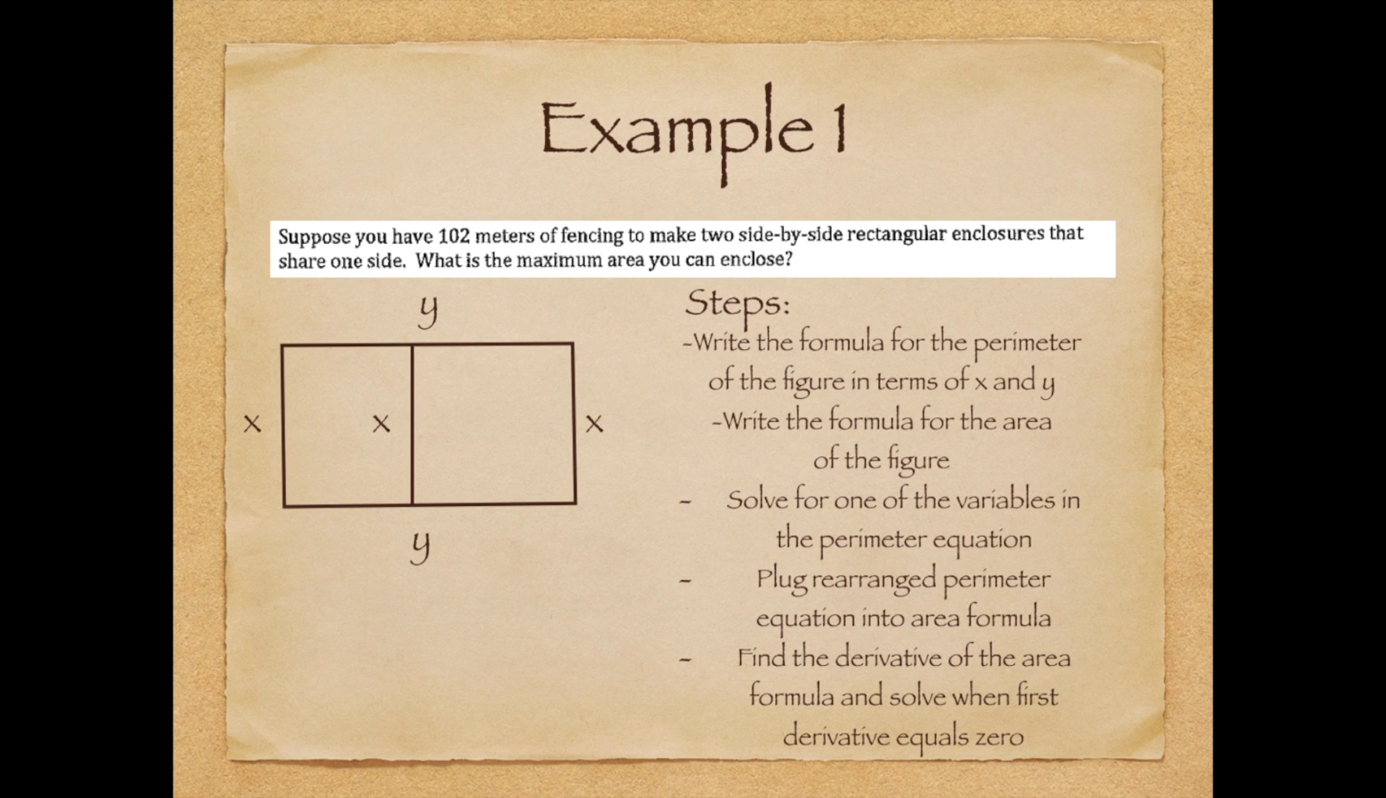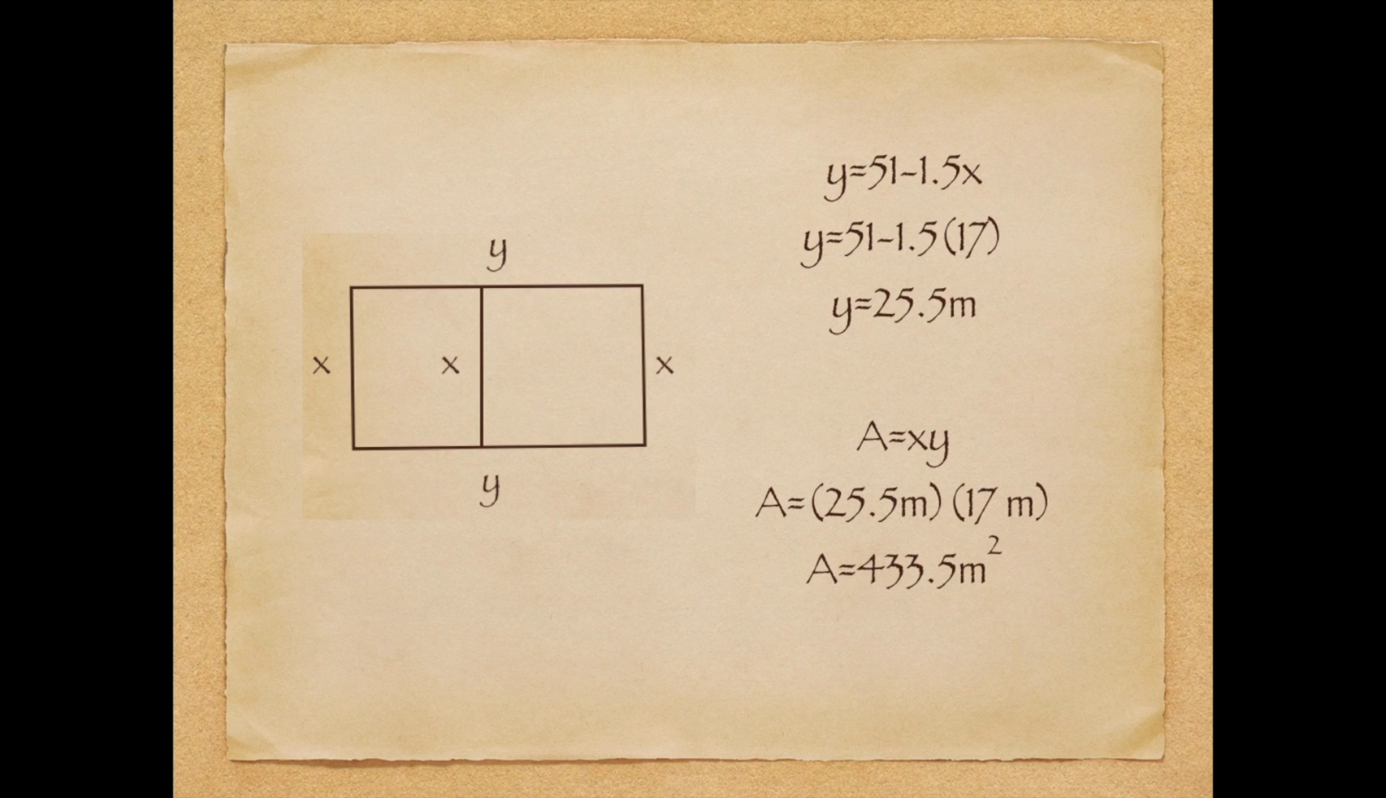The original question said, what's the maximum area you can enclose? We say the area is x times y. We got y and x, and I switched them by mistake. The y is 25.5, the x is 17 meters, but the answer will still be 433.5 meters squared. So that's one optimization question.